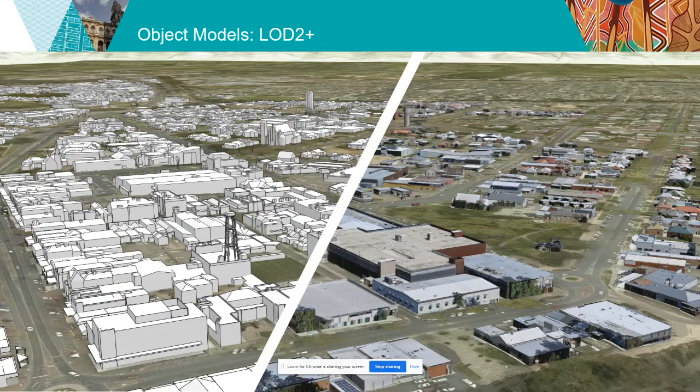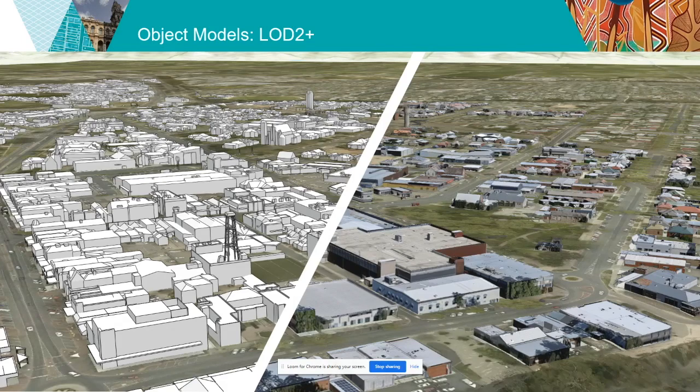And here is an LOD2 plus or LOD 2.0 and above building object model of a high value urban environment. On the left and right is the same data set. On the right, we see how textures can be applied and how they can give more detail and context to a building facade or its roof.